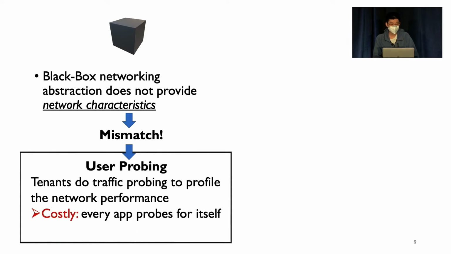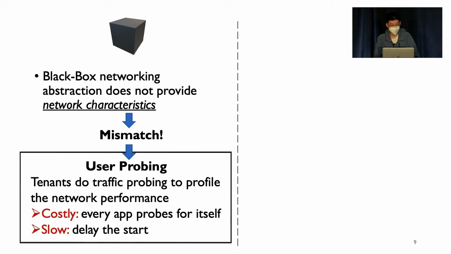However, user probing is costly because every application has to send probe traffic for itself, and this is not optimal from a global view. User probing is also slow because it will delay the start of the application traffic. The idea of user probing has been rejected in the past, and we reject it again. Then, how about we solve it in a white box way?